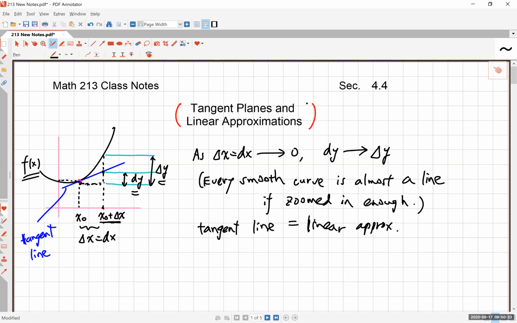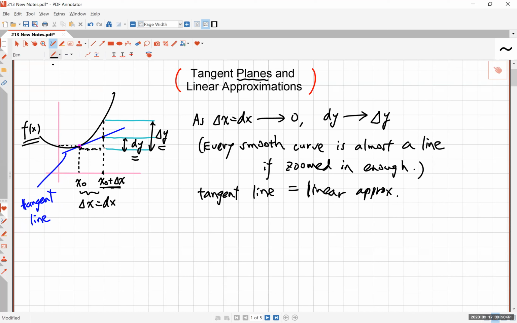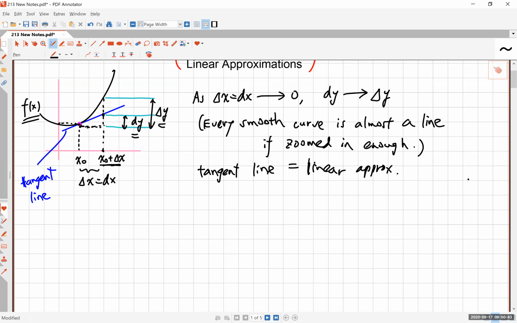Then we will be not talking about tangent lines, but we'll be talking about tangent planes. And they will provide linear approximation. Let's do an example back in Calculus 1 first.